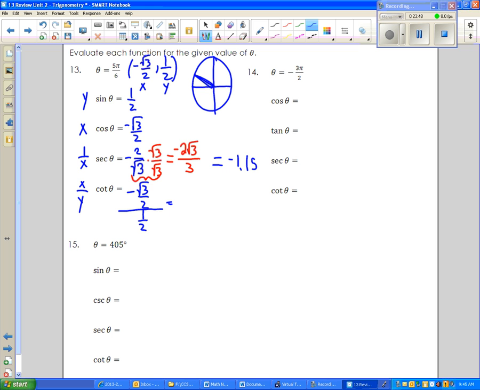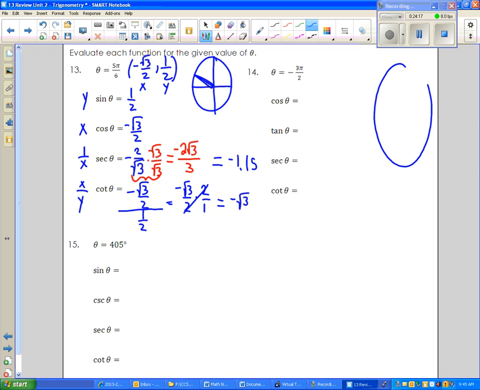You're basically going to take that top fraction, negative square root of 3 over 2, and instead of dividing, you're going to multiply by the reciprocal of the denominator. And the reciprocal, remember, just means flip it. So if you're dividing by 1/2, that's the same thing as multiplying by 2 over 1. And conveniently, our 2's cancel, and we're left with negative square root of 3 over 1, or just negative square root of 3. Okay. In number 14, now we've got theta is equal to negative 3 pi over 2.